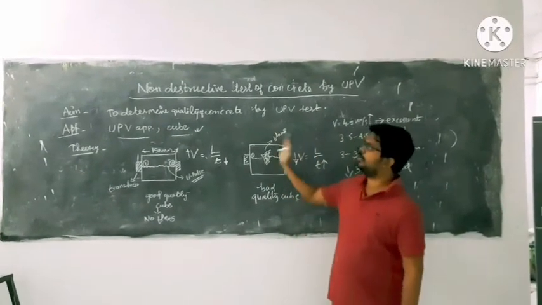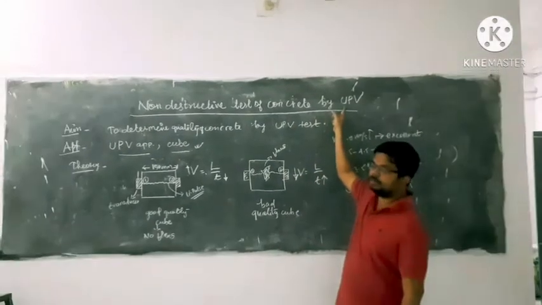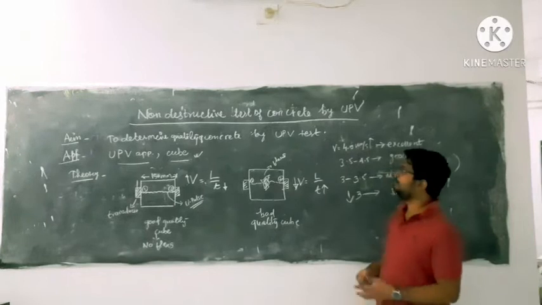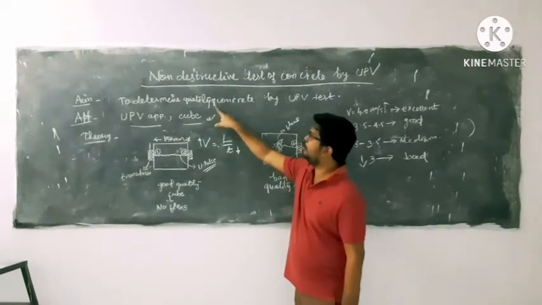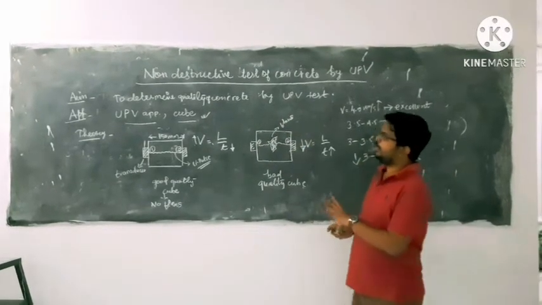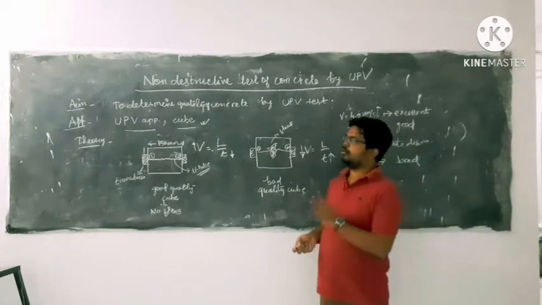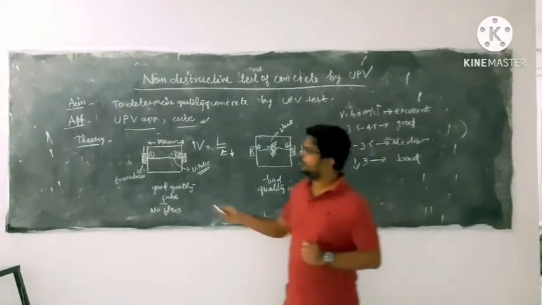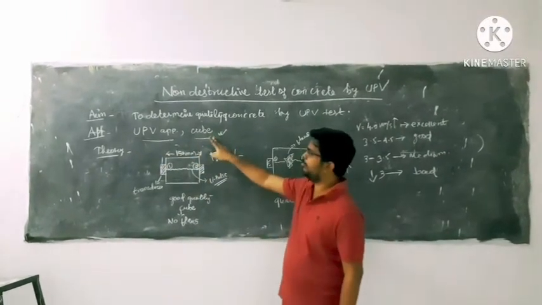Today we will start our new practical, that is non-destructive test of concrete by ultrasonic pulse velocity test method. Our aim of the experiment is to determine quality of concrete by ultrasonic pulse velocity test. It is a non-destructive test. We don't have to destruct the sample to determine the quality. The apparatus required is ultrasonic pulse velocity apparatus and one cube.